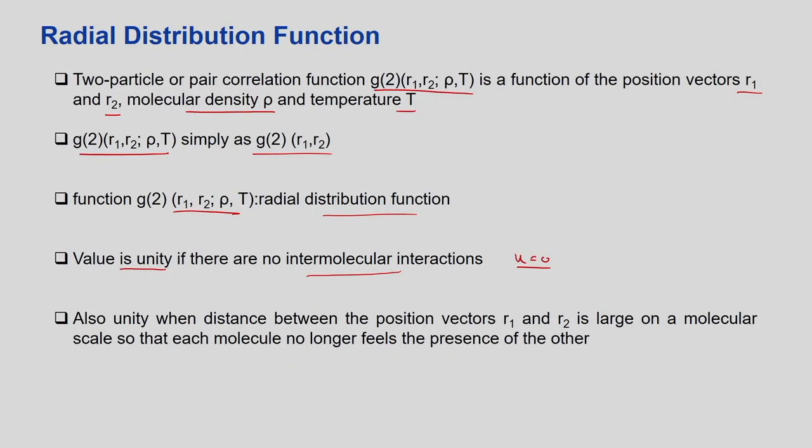When does it happen? When there is no intermolecular interaction, U is 0, and the atoms do not feel the effect of each other. Or it will also be unity when these two atoms are far apart, at such a huge distance that atom or molecule 1 and molecule 2 do not feel the presence of each other. So U is almost close to 0. When this happens, g(r) becomes unity. So both ways you get unity: when they are close to each other but have no interaction, or when they are far apart, where there is also no interaction. In both cases it will be unity. What does this unity mean? Unity means that the entire distribution of molecules is simply the bulk density. That is what it means. There is no interaction, but that is not true in real systems.